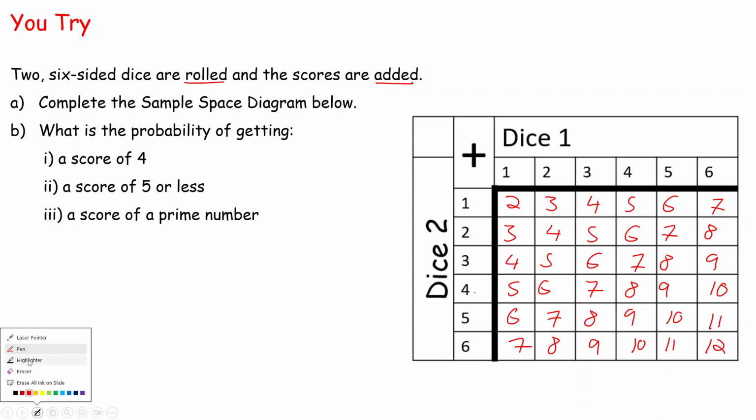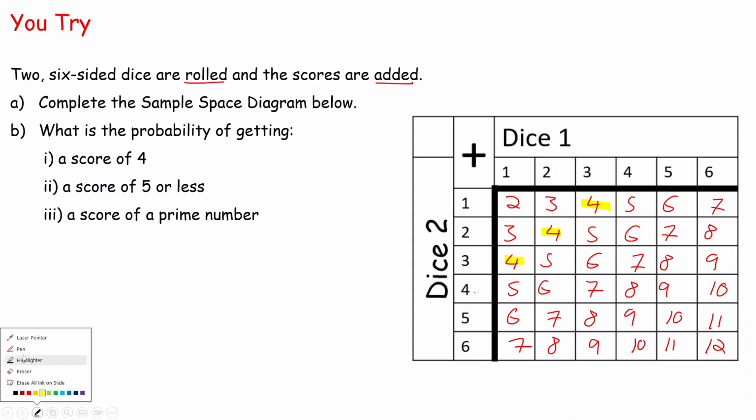And then part B is asking, what is the probability of getting a score of 4? So we're looking for the number 4 first of all. You can see you've got a 4 here. That's 1. You've got 1 over here. That's another one. Are there any more? You've got 1 here. So you've got this sort of diagonal pattern going on. So that's going to be it, isn't it?